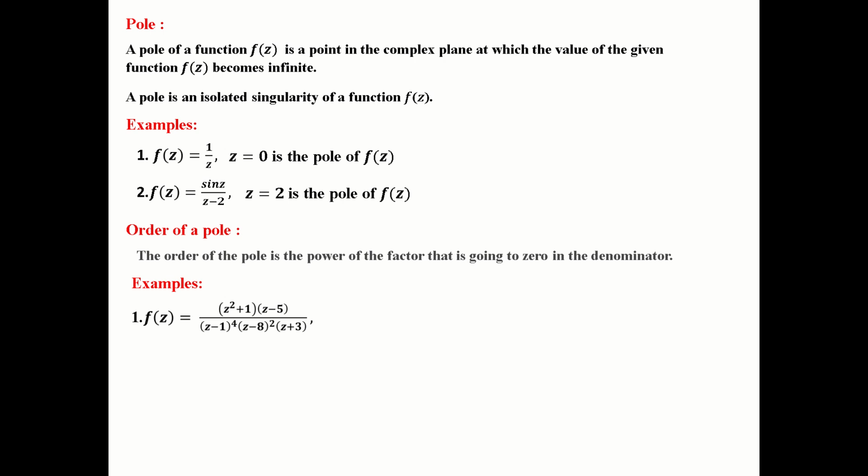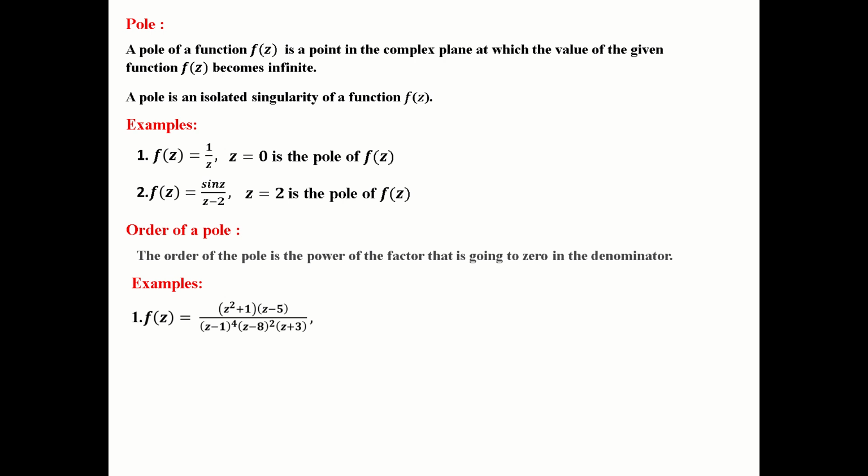Similarly, you can take z is equal to 8. So z is equal to 8, the function becomes infinite. So z is equal to 8 is a pole. When z is equal to minus 3, again the function becomes infinite because of z plus 3 in the denominator. When you put minus 3 plus 3, that is 0. So the denominator is totally 0, so you will get infinite. So z is equal to minus 3 is a pole.